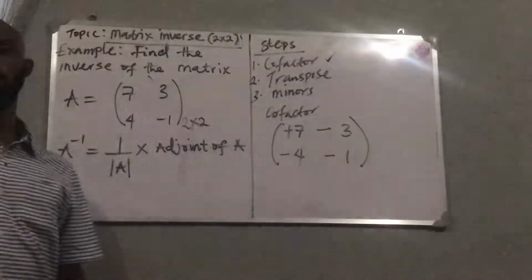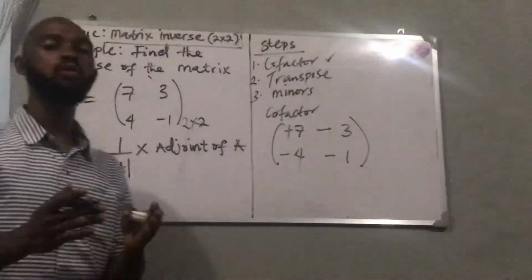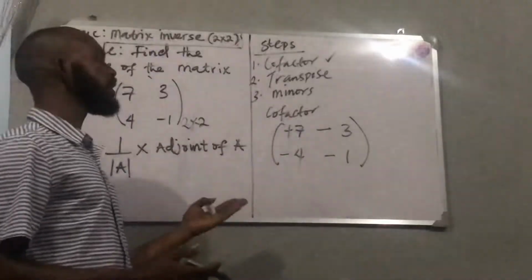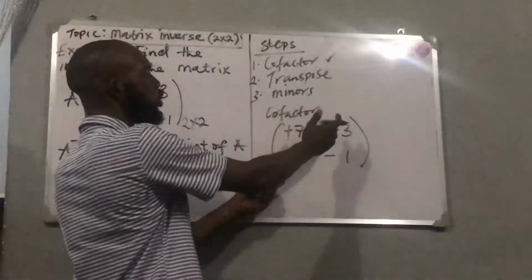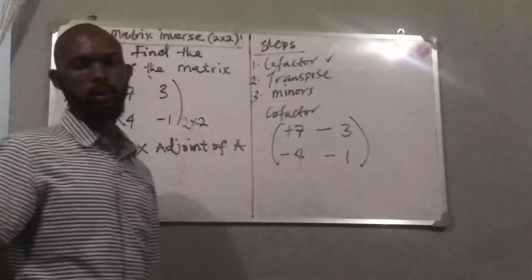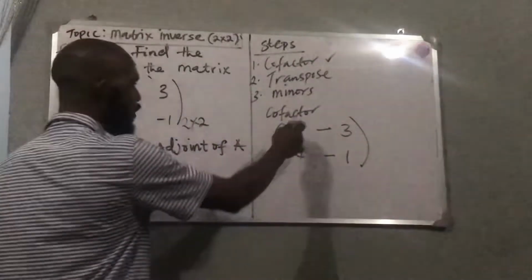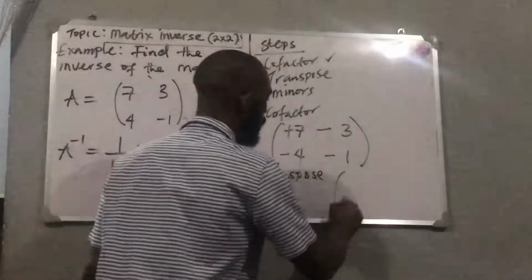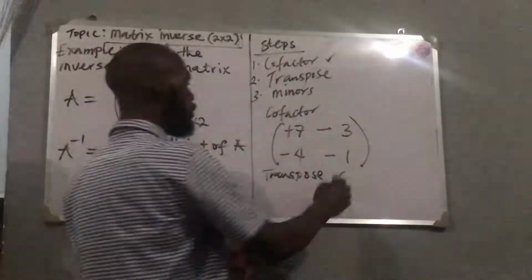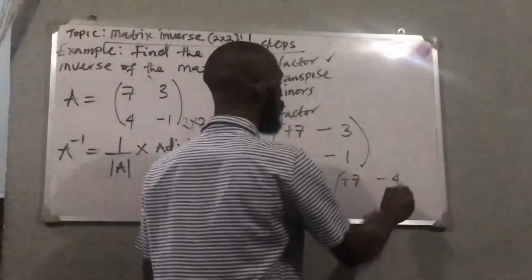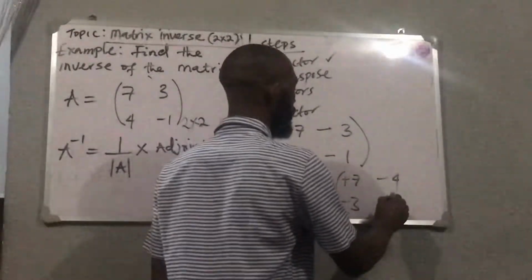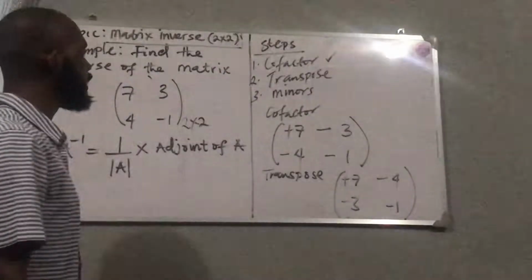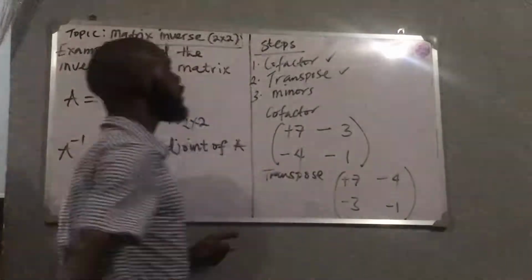Now, step 2, we need to transpose. And remember how we transpose is changing rows to columns or columns to rows. So, for us to transpose, you can either decide to change columns to rows or rows to columns. Okay, now let's change columns to rows. Now, changing rows to column, we have plus 7, minus 4, minus 3, and minus 1. So we are done with step 2.